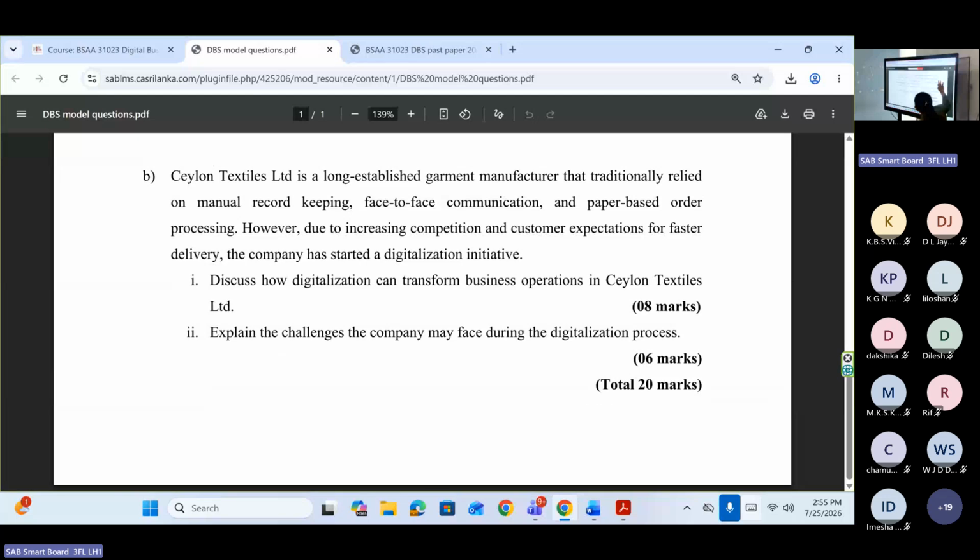Part B, small information, it's not a mini case actually, but a few lines of information are given. And you are asked about increasing competition and customer expectations for fast delivery.